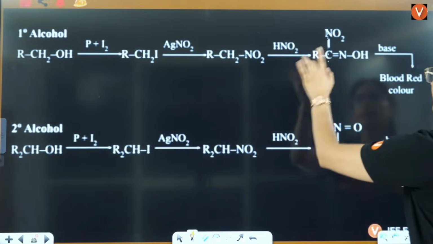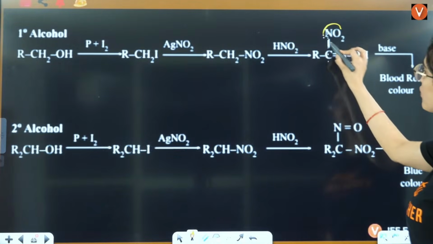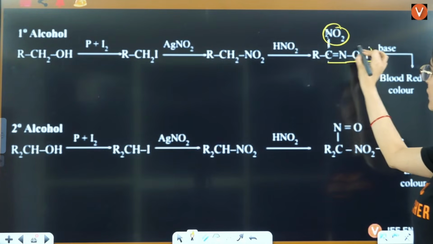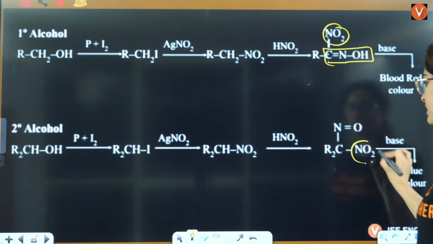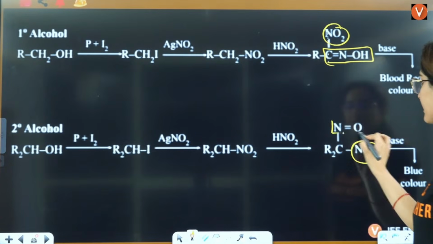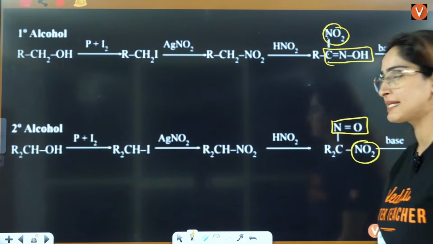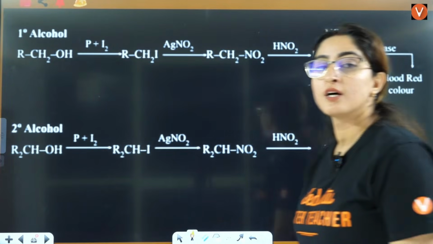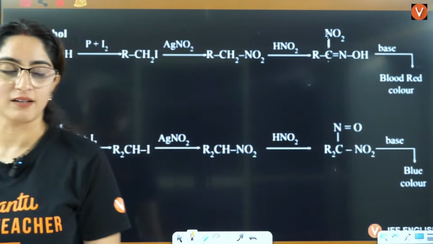Same thing is there. Here NO2 is going to attach here. And this will be double bond NOH. Here NO2 is already there. This attachment will be of NO, right? But ma'am, this also does not have a specific color. So ma'am, what is exactly there, right?